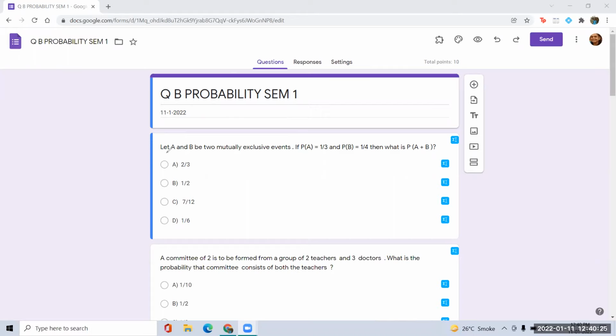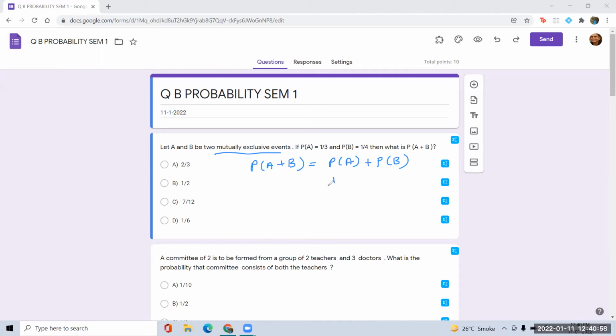The first question over here is, let A and B be two mutually exclusive events. If probability of A is 1 by 3 and probability of B is 1 by 4, then what is probability of A plus B? Now here the hint is when the two events are mutually exclusive, you have the addition theorem remark saying that probability of A plus B is simply probability of A plus probability of B.